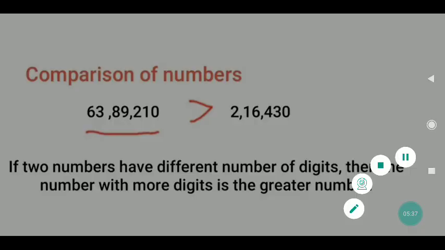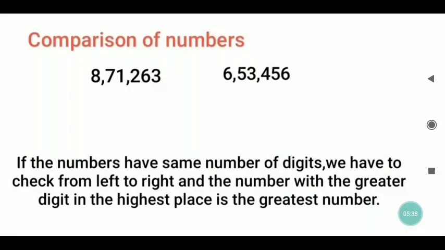Now the next question. You may mostly face problems in these kinds of questions, because the first one is very easy: you have to see the number of digits only and then put the sign. But in this kind of question, you have to go through the place values.